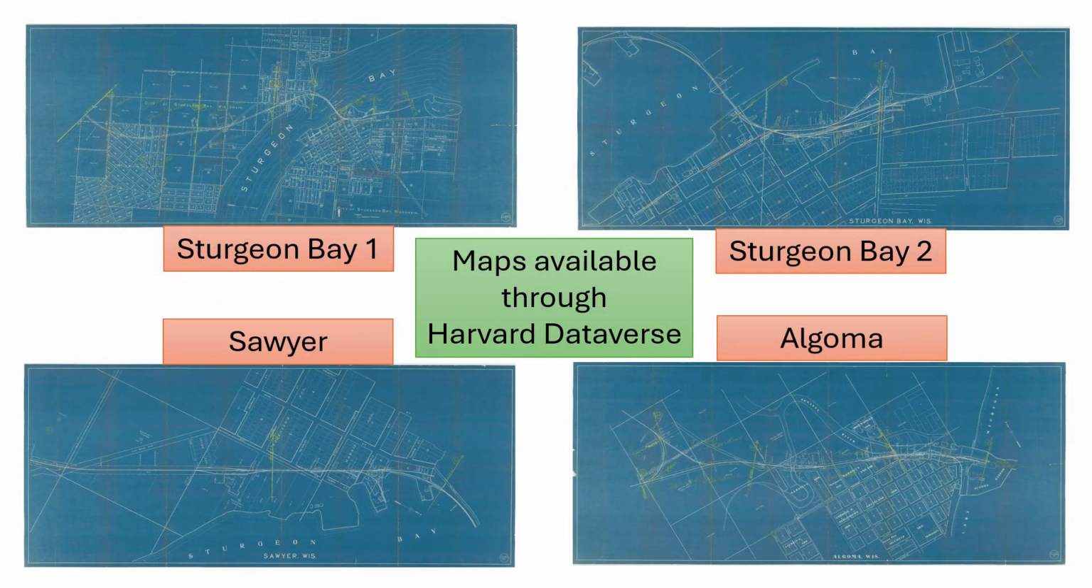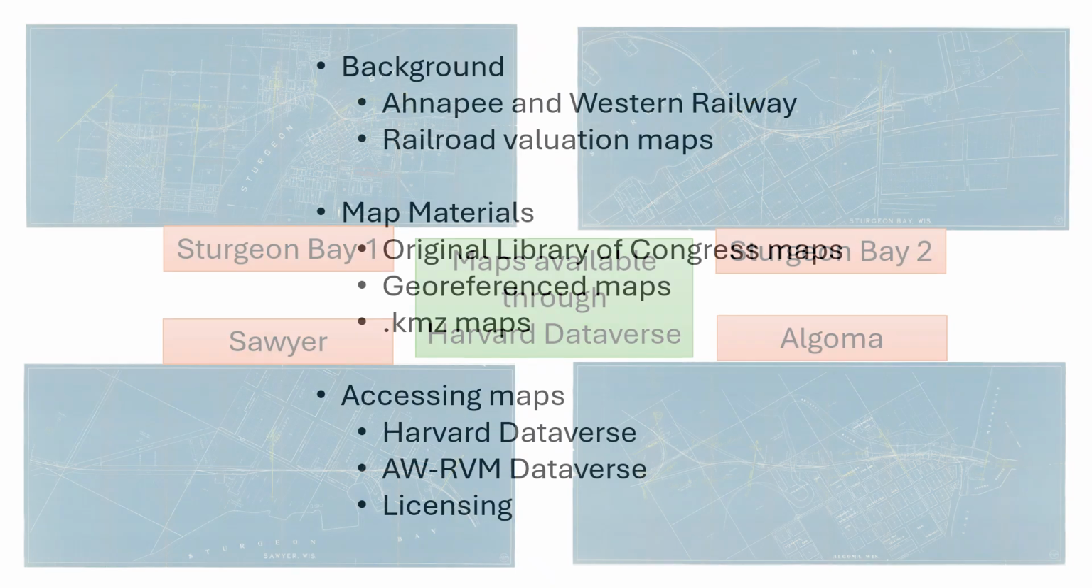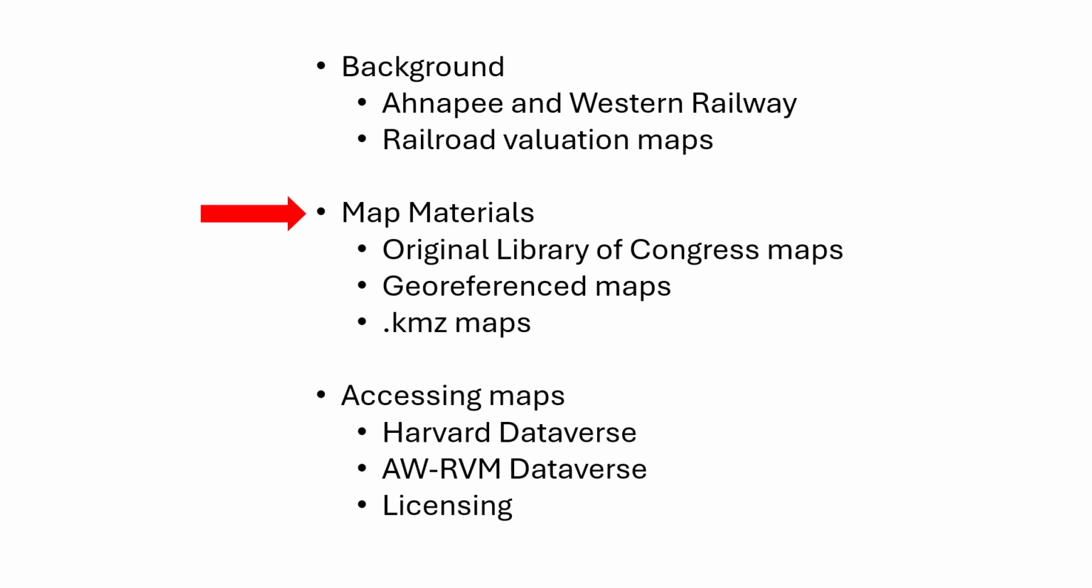Of the 8 maps in the archives, the 4 Ahnapee and Western maps for the towns of Algoma, Sturgeon Bay, and Sawyer across Sturgeon Bay from the town of Sturgeon Bay have been scanned and are being made available through the Harvard Dataverse being described in this video. Moving on to a description of the map materials.